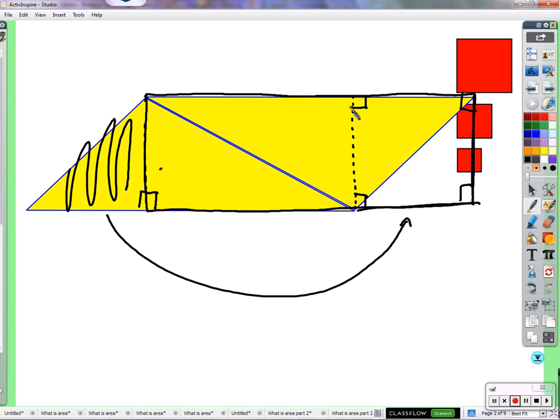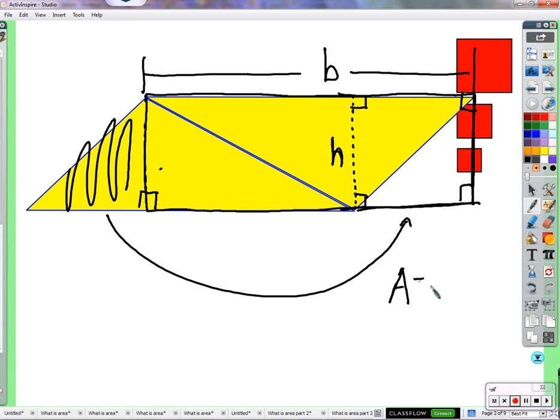Base times height. We've established this base times height thing. Let's look at this triangle that's on top here. Here is the base, right? From here all the way to here. And the height is from here to here. That's the base and the height of the rectangle, but the rectangle is twice as big as the triangle.